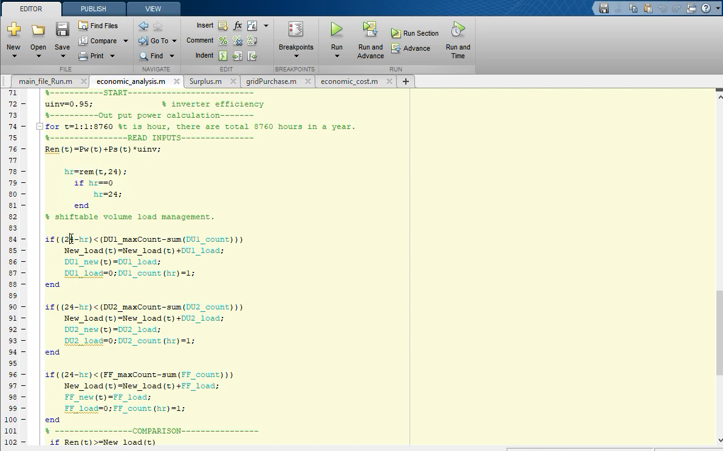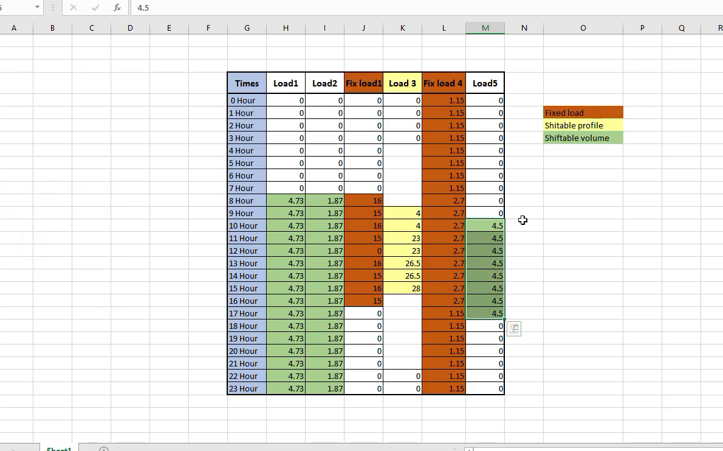So for each 24 hour, this is the maximum hours in a day, we are checking at which hour we are operating. Suppose we are at the 20th hour in the evening, and there are 4 hours remaining, 24 minus 20. We have to check how much count is remaining for this DU1 load or whatever load. Suppose this load 5, let me call it a DU2 load.